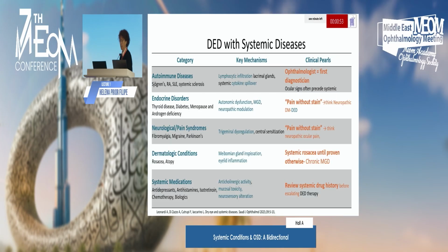For ocular diseases, dry eye disease is associated with several systemic diseases, as we have seen. Ophthalmologists can be the first to diagnose.